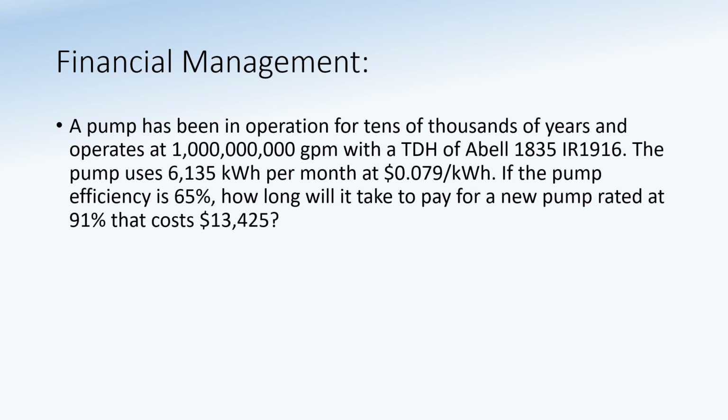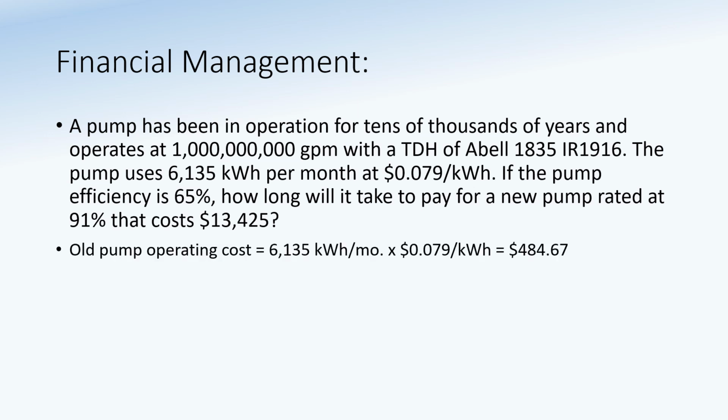Okay, so the pump uses 6,135 kilowatt hours per month at $0.079 per kilowatt hour, excuse me. If the pump efficiency is 65%, how long will it take to pay for a new pump rated at 91% that costs $13,425? So if we calculate out the old operating costs, you get $484.67.